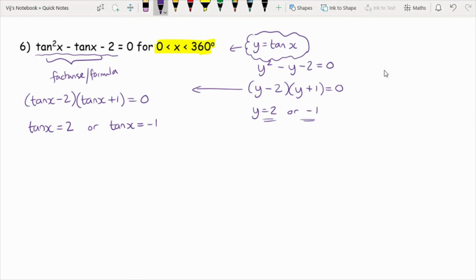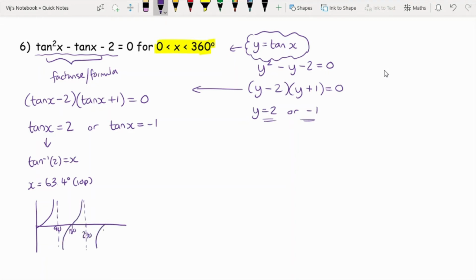So if I just go on to solve this one here, I've got the inverse tan of 2 equals x. So x is going to equal, in this particular case, 63.4 degrees to 1 decimal place. Now with regards to using the tan graph between the range of 360, I've got an asymptotic line at 90, then 180, and then another asymptotic line at 270, and I've got 360 there.